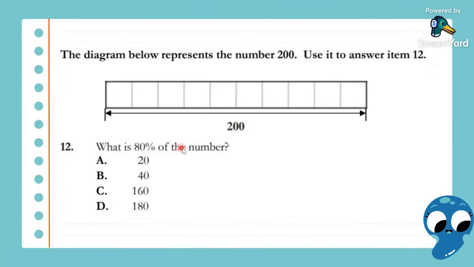What is 80% of the number? Let me see if you can put your answer plus the explanation in the chat. So what I'm looking for here is answer and explanation in the chat. What is 80% of the number? So that's what I'm looking for.